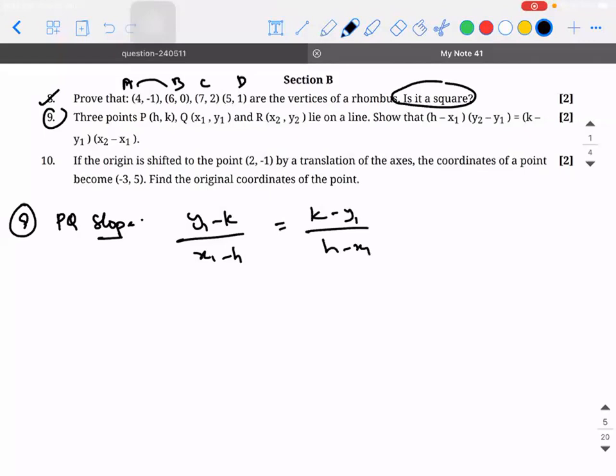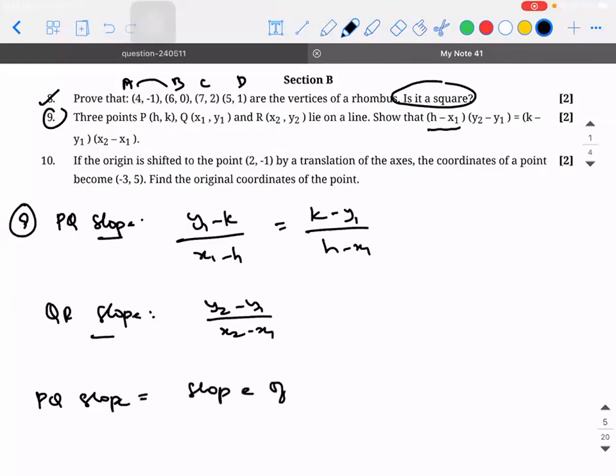The reason I wrote it like this is that they have h minus x1 here, meaning I took out the minus sign in the numerator and denominator. Similarly, what is the slope of QR? y2 minus y1 by x2 minus x1. So the slope of PQ should be equal to the slope of QR. Then what will happen, guys? k minus y1 divided by h minus x1 is equal to y2 minus y1 by x2 minus x1. Cross multiply, you will get this answer.